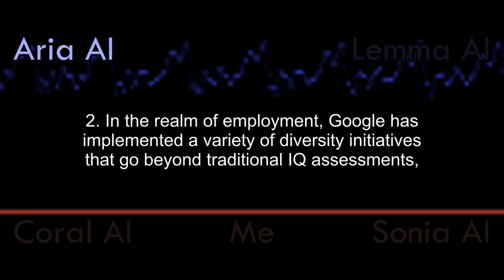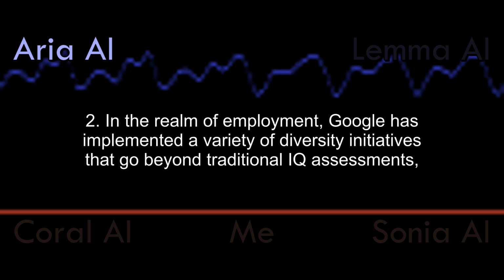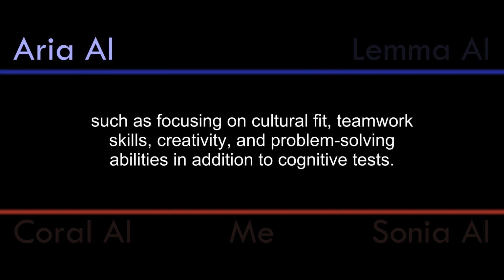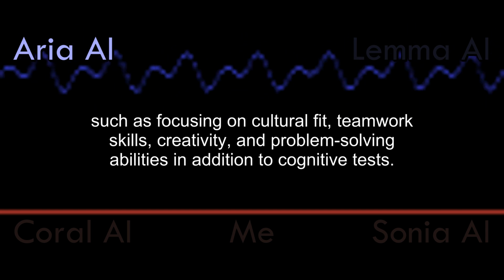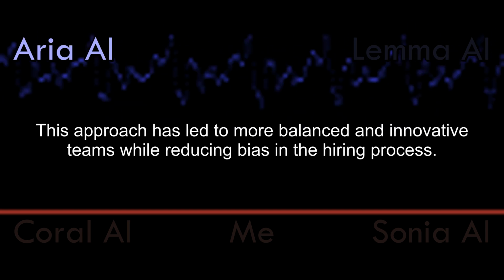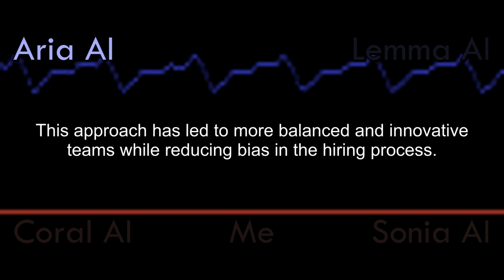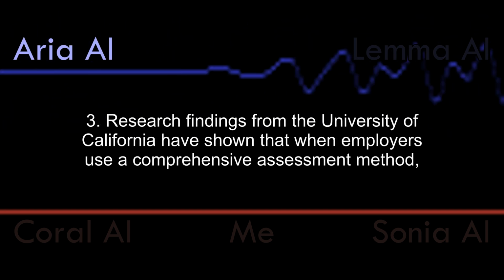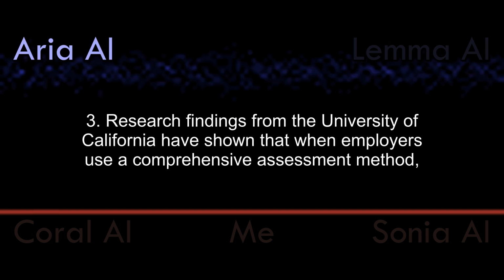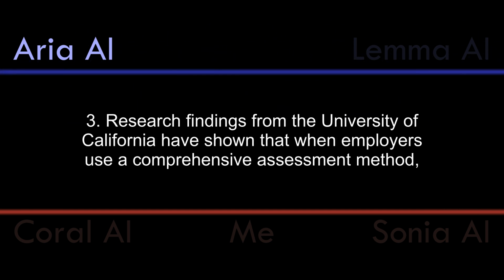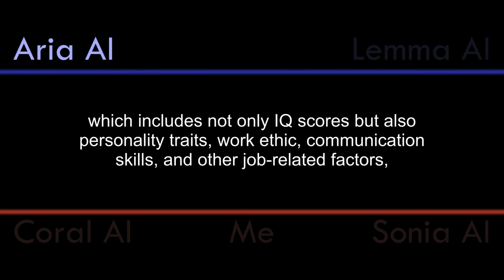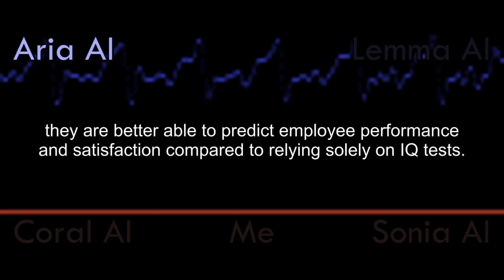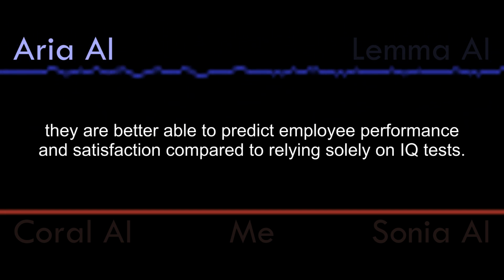2. In the realm of employment, Google has implemented a variety of diversity initiatives that go beyond traditional IQ assessments, such as focusing on cultural fit, teamwork skills, creativity, and problem-solving abilities in addition to cognitive tests. This approach has led to more balanced and innovative teams while reducing bias in the hiring process. 3. Research findings from the University of California have shown that when employers use a comprehensive assessment method, which includes not only IQ scores but also personality traits, work ethic, communication skills, and other job-related factors, they are better able to predict employee performance and satisfaction compared to relying solely on IQ tests.